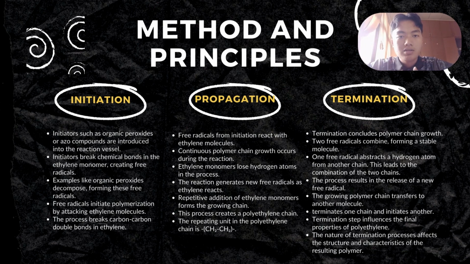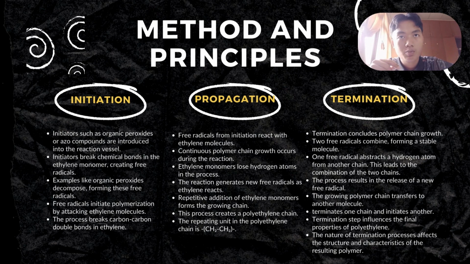Next is the method and principle of bulk polymerization. First is initiation. Organic peroxide or other compounds are introduced into the reaction vessel. Initiation breaks the chemical bond in the ethylene monomer, creating free radicals. For example, organic peroxide decomposes, forming these free radicals. Free radicals initiate polymerization by attacking ethylene molecules. The process breaks the carbon-carbon double bond in the ethylene.